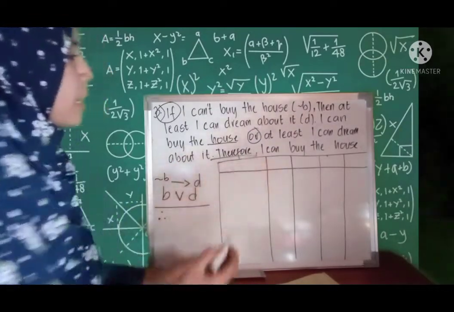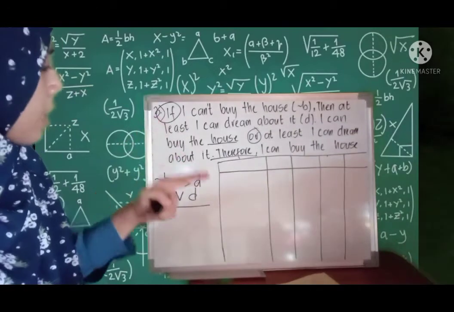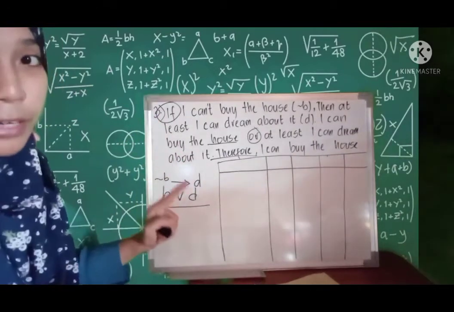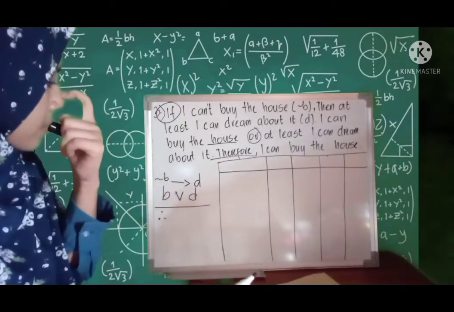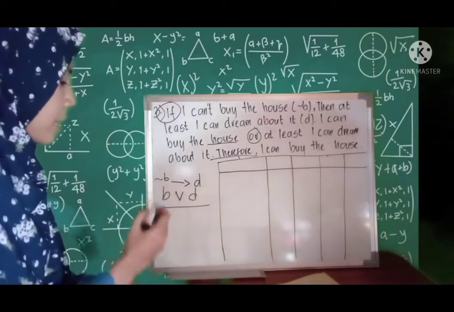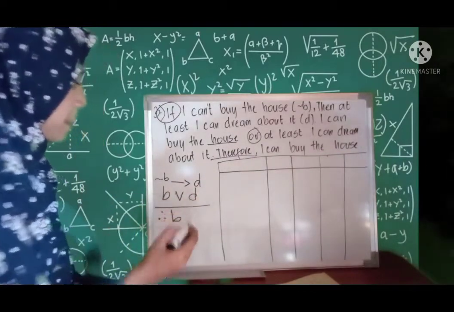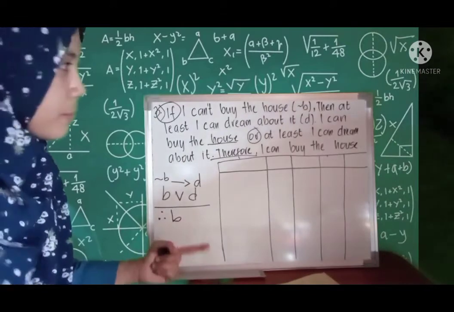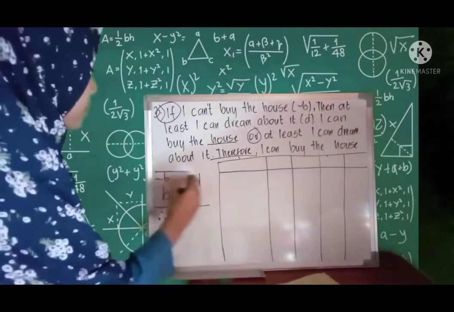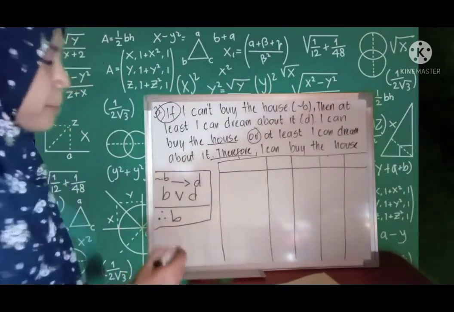Therefore, I can buy the house. So, house represent as letter B. So, ayan. Ayan yung pagkuha ng symbolic form niya.